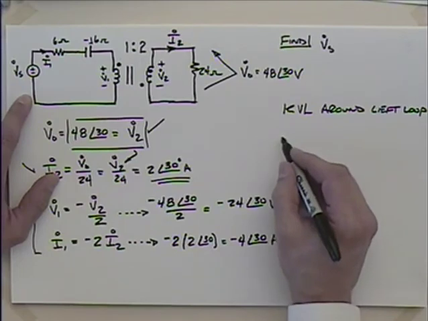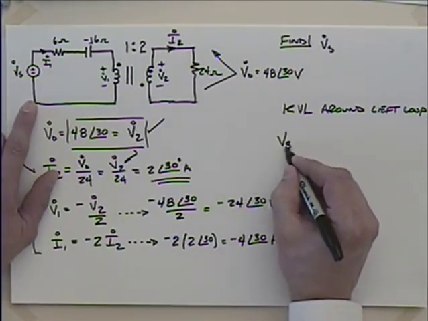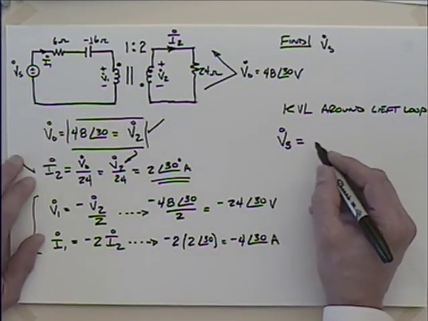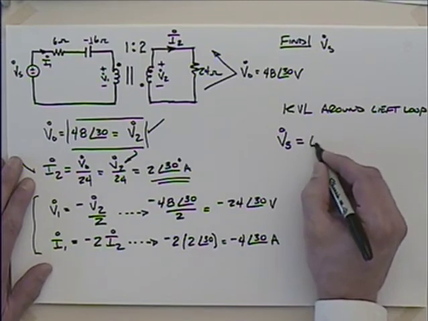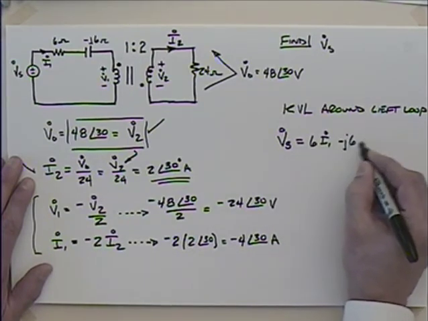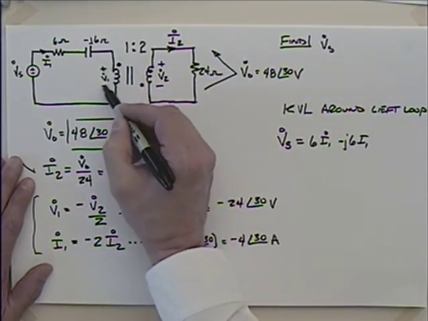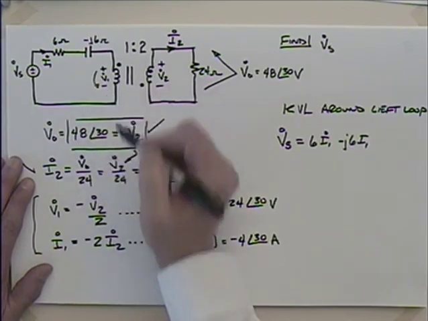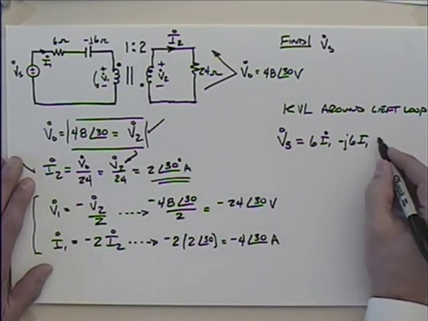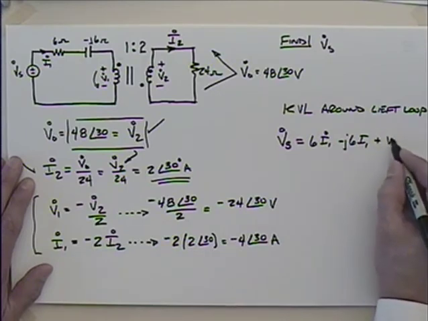I'm going to gain Vs, right? So I'll say my gain is Vs. And that's going to be equal to the drops, right? So I have 6 times I1 minus J6 times I1. And then this V1, as I go from positive to negative, is that a drop? That is, isn't it? Okay, so I could include that over here. So it'll be positive V1.